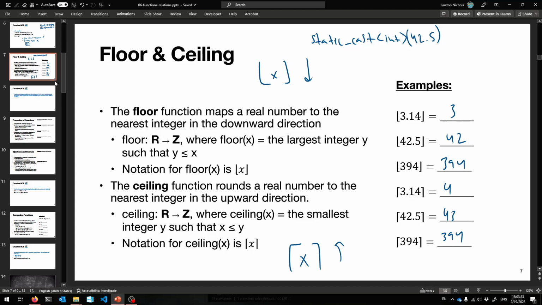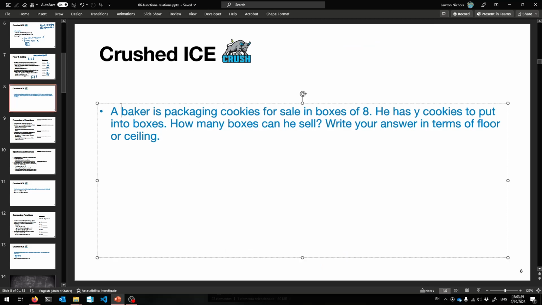All right. So with that in mind, using this floor function or this ceiling function, I have a question for you to try. So here is a fun example that involves real life and the floor and ceiling function. Let's pretend we have a baker, and the baker is packaging cookies for sale. He's made a bunch of cookies, and the cookies come in boxes of 8 cookies in a box. And he has y cookies total to put into boxes. And the question is, how many full boxes can he sell, right? Because it's got to be exactly 8 cookies in a box. And he has y cookies total. So please use either floor or ceiling to describe how many cookie boxes this baker can sell.